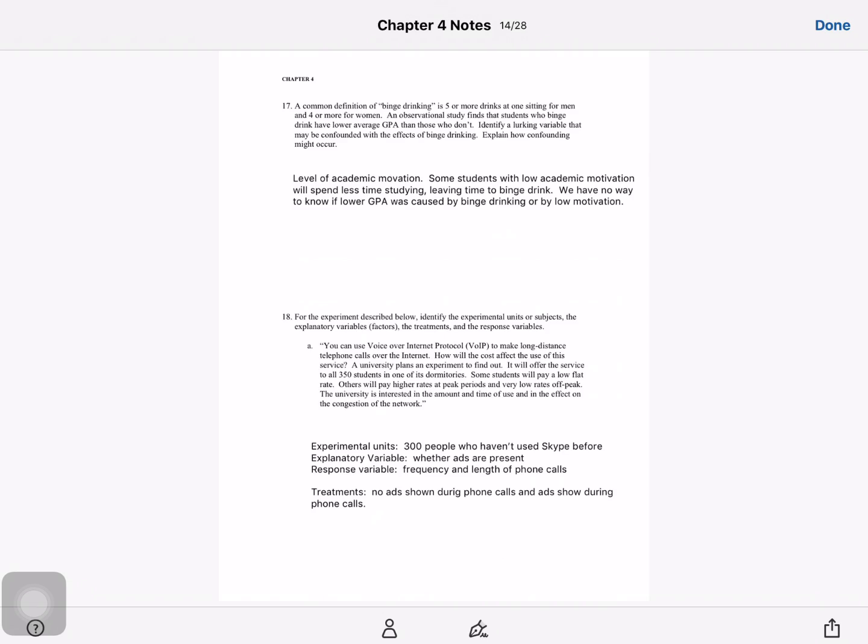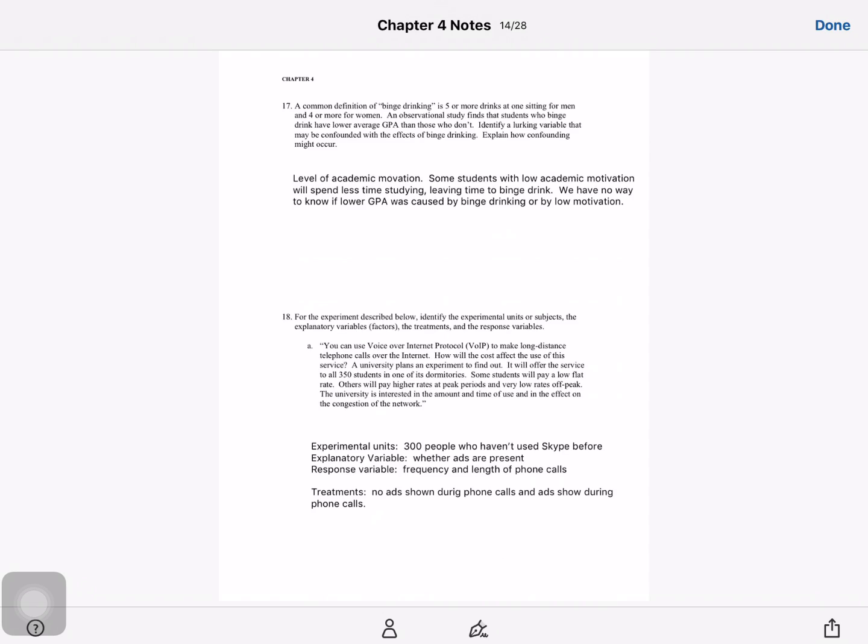For number 17, we're looking at binge drinking and the GPA that a student has. It's an observational study. In this case, it says to identify a lurking variable that may be confounded with the effects of binge drinking, which makes it a confounding variable, and explain how that confounding might occur. So level of academic motivation definitely is an issue. Some students with low academic motivation will spend less time studying, therefore leaving time to binge drink. We have no way to know whether lower GPA is caused by binge drinking or by low motivation, so we've got that lurking variable that confounds the situation.